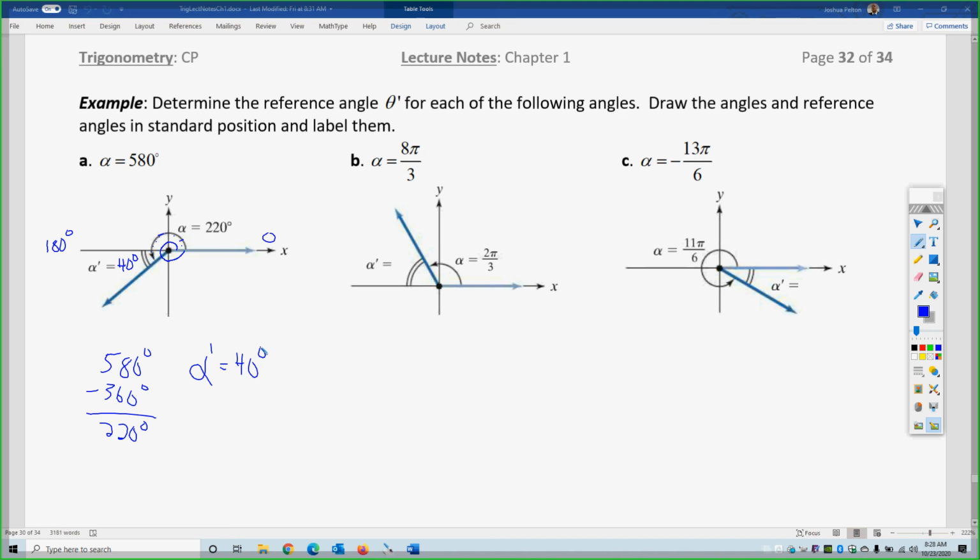Okay, 8 pi over 3. Well, 2 pi, in this case in thirds, is 6 pi over 3. So if I do 8 pi over 3 minus 6 pi over 3, I get 2 pi over 3, which means I went around the circle once, and then 2/3 more. Okay? So the question is what's left. Well, if this is 0 pi, and this is 1 pi, and I went 2/3 pi, isn't there 1/3 left over? So my reference angle is a third of pi.